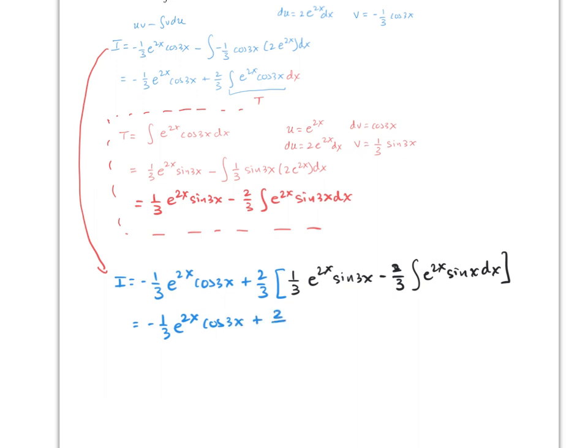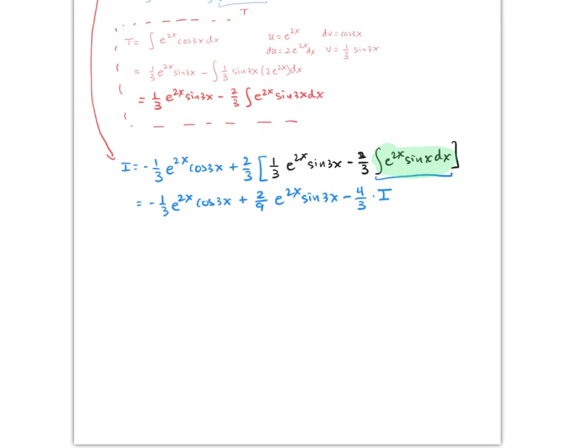It should be plus 2/9 e to the 2x sine 3x minus 4/3. But notice, this is very important. This part, notice that this is essentially the original integral. That's I that we started with. So therefore you can just call this I. And then from there the problem becomes just an algebra problem.